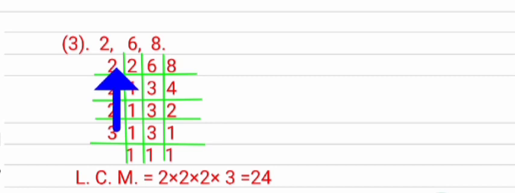2 in 2, that's 1. 2 in 6, that's 3. 2 in 8, that's 4. So what do we do next again? We have to look at the numbers we have again: 1, 3, and 4.